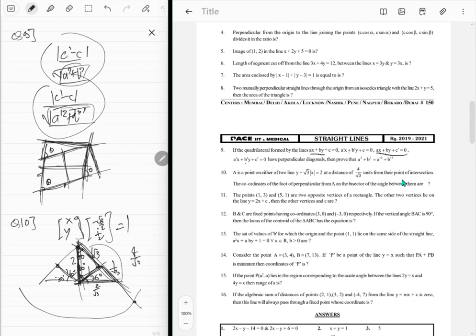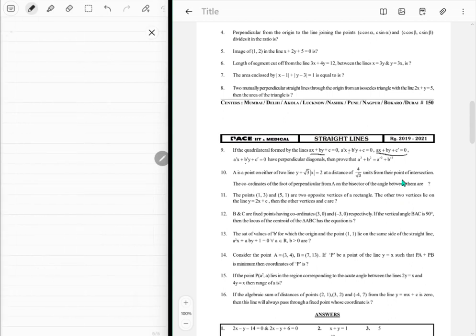So this circle is actually cutting like this. Then what am I asking? Foot of perpendicular from A on the bisector of angle. The bisector of the angles is the y-axis, so this is the origin basically, 0, 0. Right, 0, 0 is the answer.